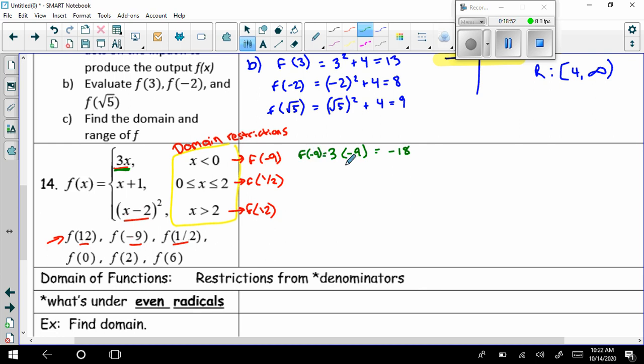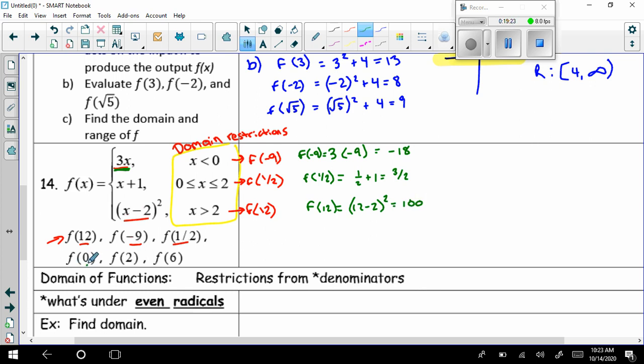Okay. When I do f of 1/2, I'm going to do 1/2 plus 1. And so I get 1.5 or 3/2. And I write most things improper. And then when I do f of 12, I'm going to do 12 minus 2 and then square it. And so 12 minus 2 is 10. Squared is 100. Okay, and I repeat that for any time I evaluate.